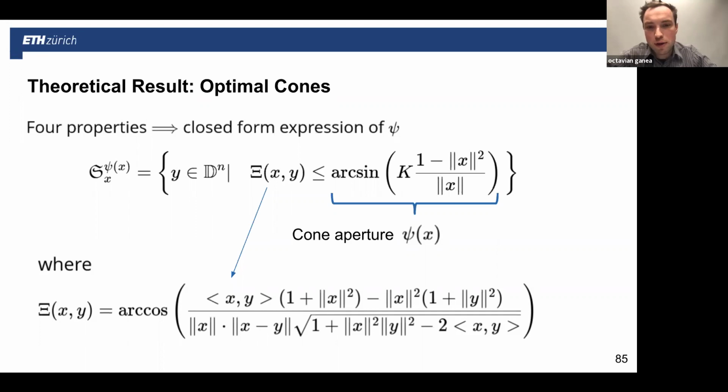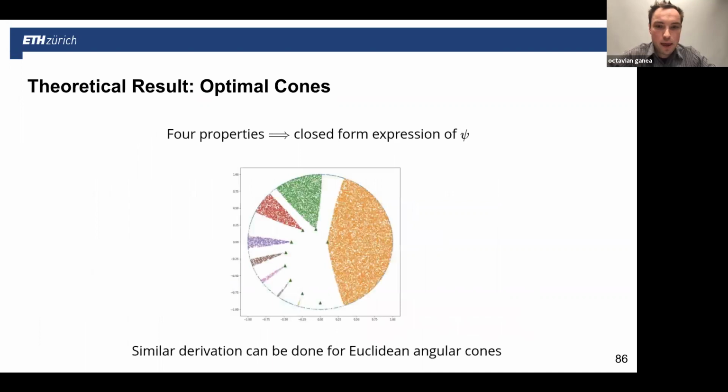The good part is that now we can actually put all of this into a loss function, and I'm going to cover it in a second. So these 4 properties induce closed form expressions of entailment cones for different points. And here you can see, for different triangles, so different points which correspond to the green triangles in the hyperbolic space in the Poincaré ball, we show the corresponding entailment cones. A similar derivation was done also for Euclidean, so you can do a very similar approach for Euclidean angular cones.